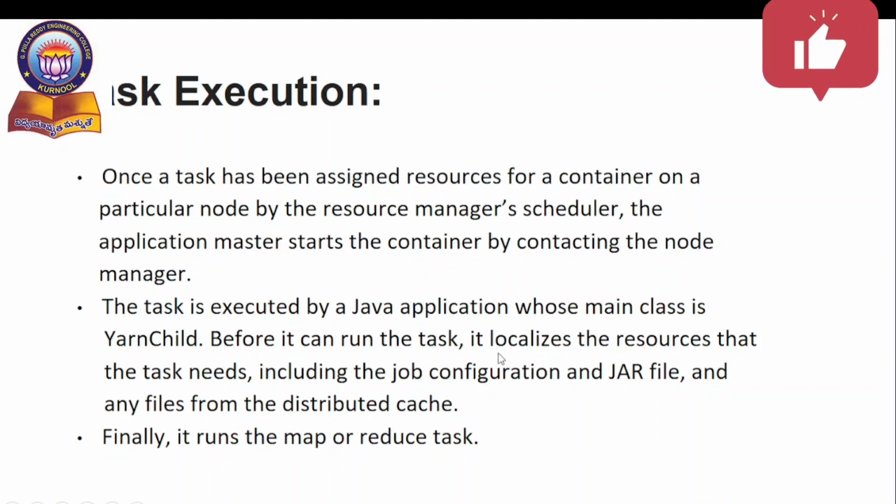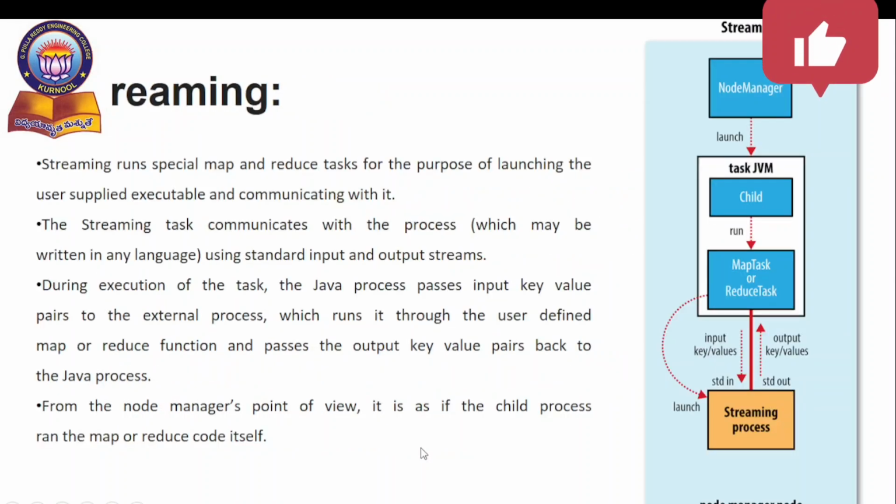Before it can run the task, it localizes the resources that the task needs, including the job configuration, jar file, and any files in the distributed cache. Once all the resources are available, then it runs the map or reduce task based on the phase. Now the data streaming. How does the data stream here? See, we have the node manager and the task JVM, map task or reduce task, and the streaming process.